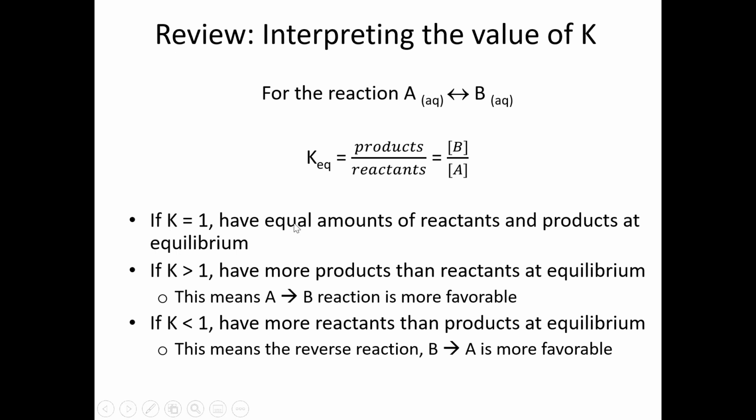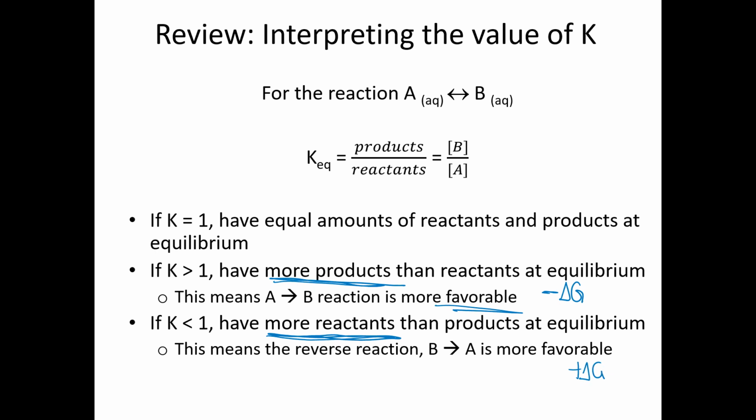If K is equal to 1, you've got about equal amounts of reactants and products. If K is greater than 1, you've got more products than reactants. By the way, connecting this back to thermo, if you have more products, that means the forward reaction is favorable. In this case, we'll find that we have a negative delta G. So if that reaction's favorable, you're going to make a lot of products, and you're going to have a K value greater than 1. There's actually a mathematical connection between G and K that we'll talk about in a different video. All right, if K is less than 1, that means the forward reaction's not favorable.